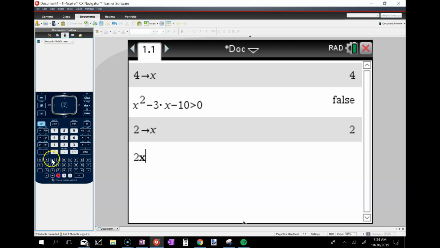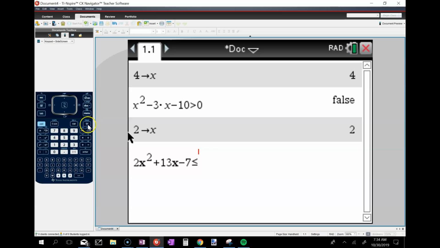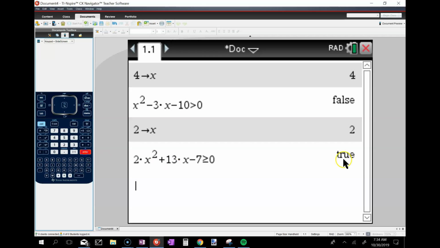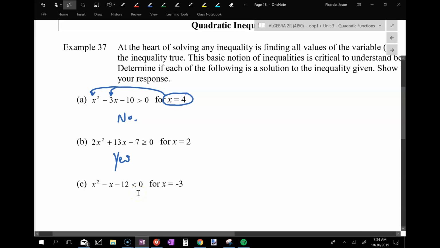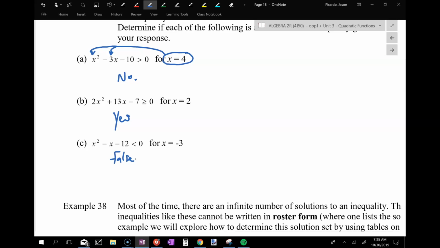And then in this case, we had 2x squared plus 13x minus 7. It was greater than or equal to, right? And this one works. And the last one, I believe, was what? False? Okay. And we're going to use this concept, guys, to help us do something in a minute, okay? Is that good? All right.